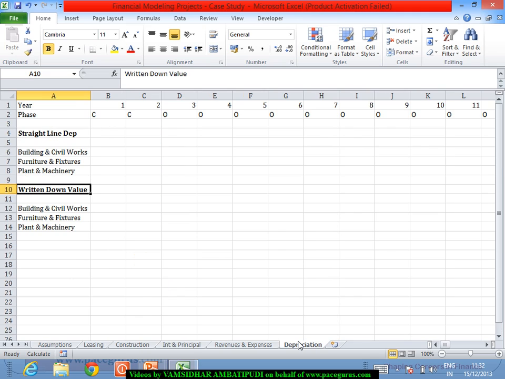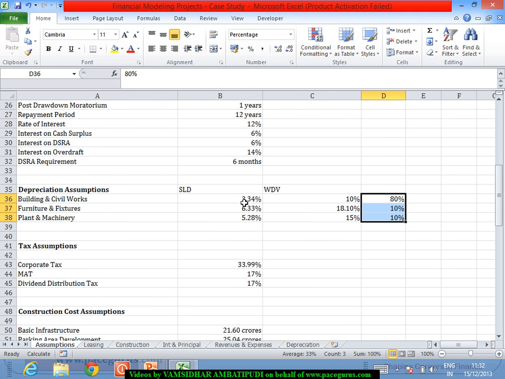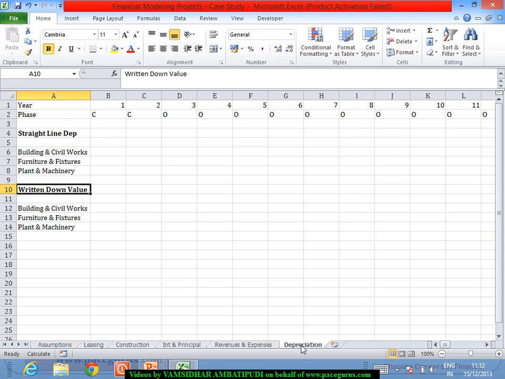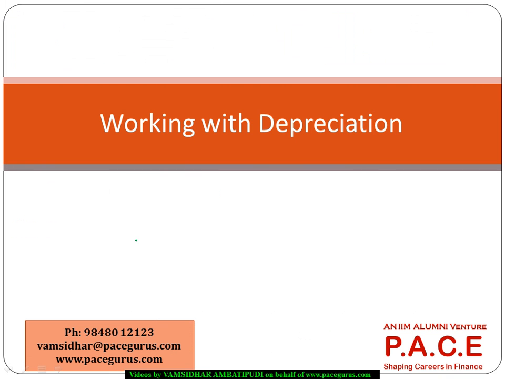When I am doing a straight line depreciation, it is said that for building and civil works, the straight line depreciation percentage is 3.34% of the total asset value. So logic wise, now let's try to work out the logic.